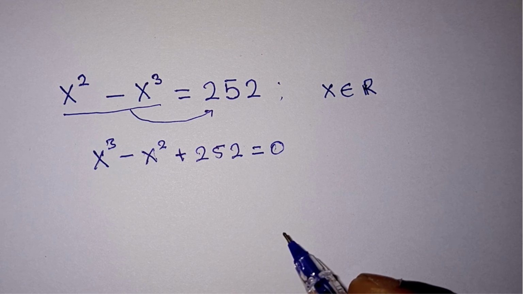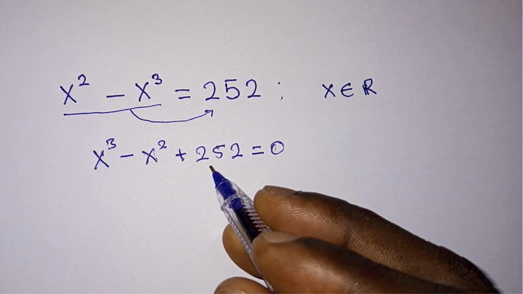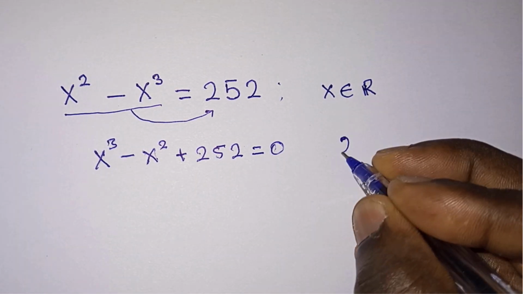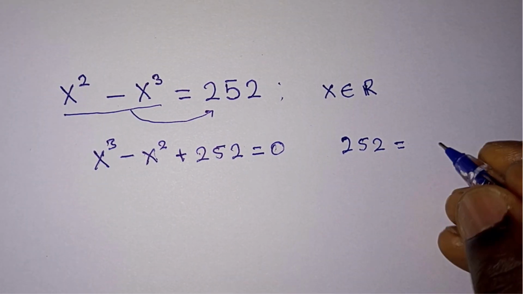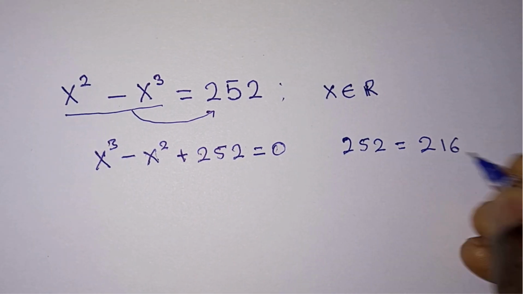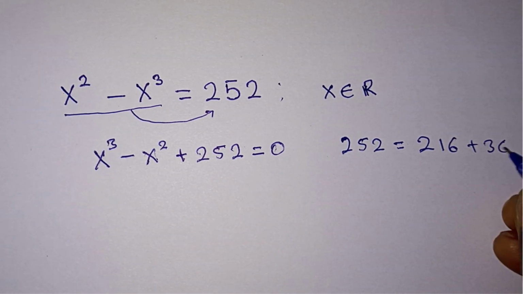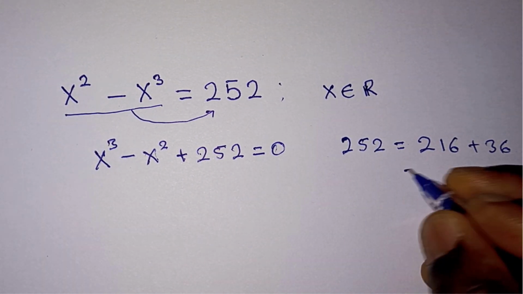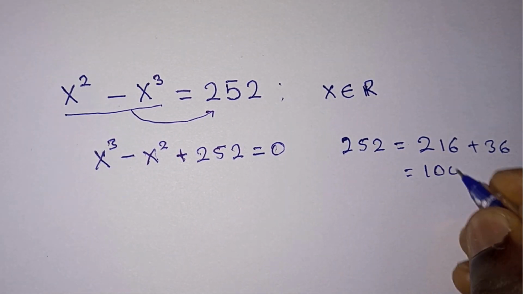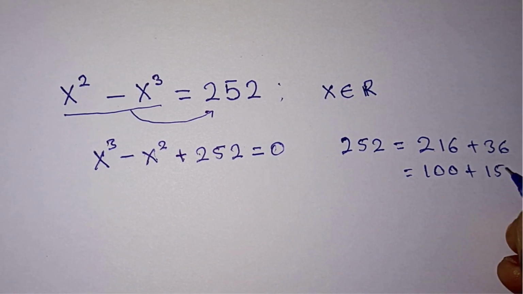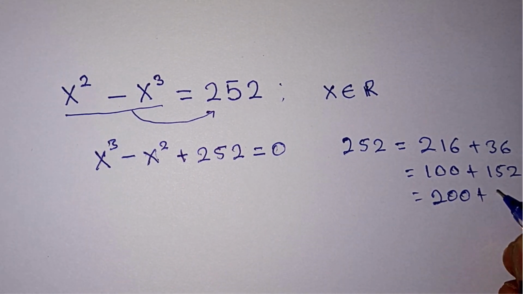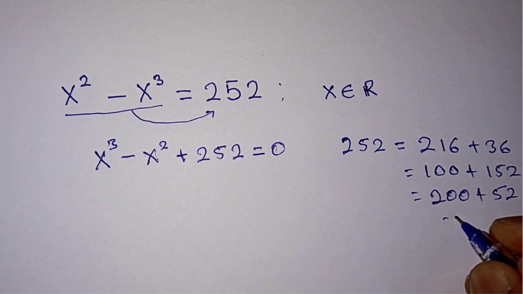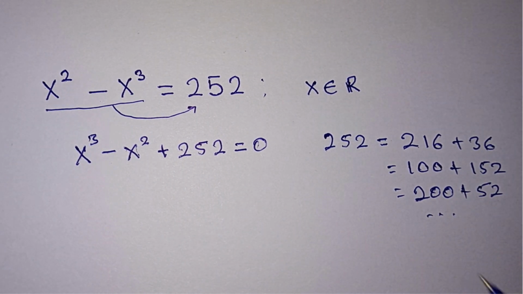So how do we solve this? First of all, let's pay attention to 252. 252 could be written in so many ways, right? It could be written as 216 plus 36. It could also be written as 100 plus 152. It could also be written as 200 plus 52, and so on. But the question is, which one will help us solve the problem?